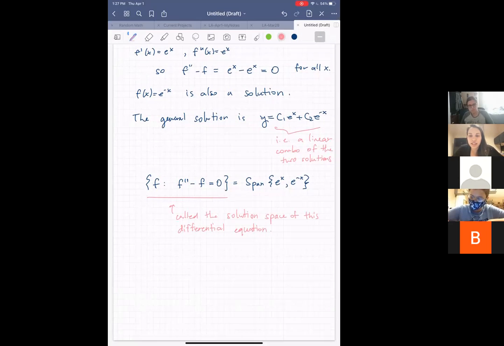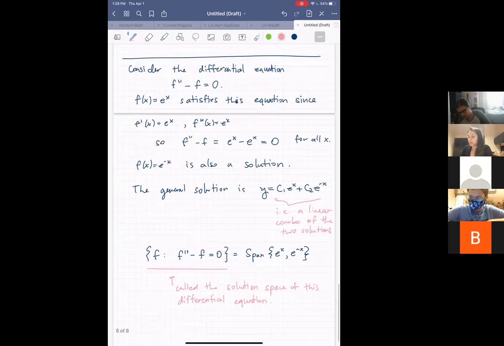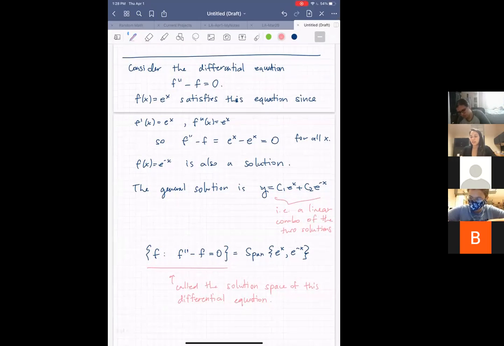And so you can see that there's a strong connection between these linear differential equations and linear algebra, right? We can express the solutions as a span, which is a subspace, or a vector space in its own right. So e to the x and e to the minus x are solutions in that if we plug them into the equation, they satisfy the equation. So we call them solutions.